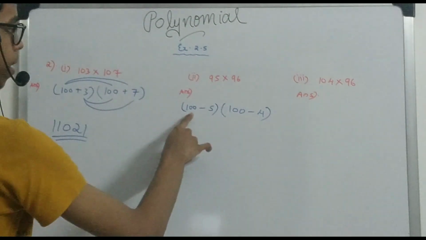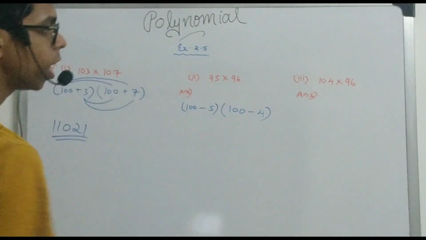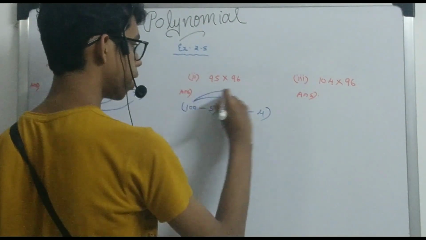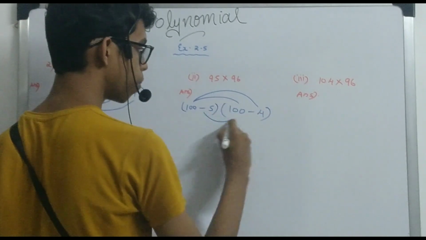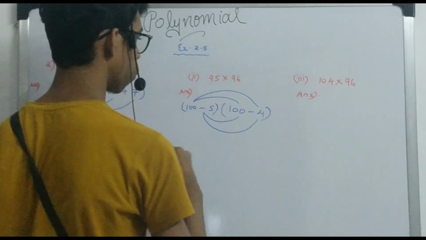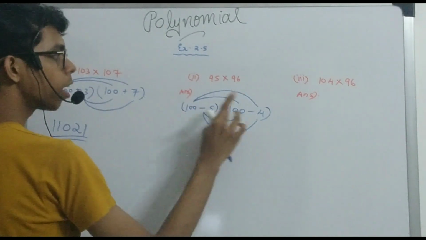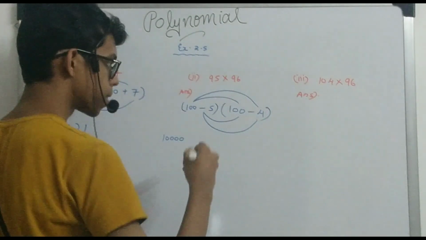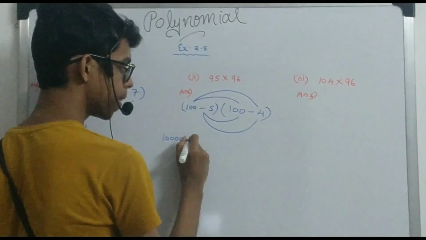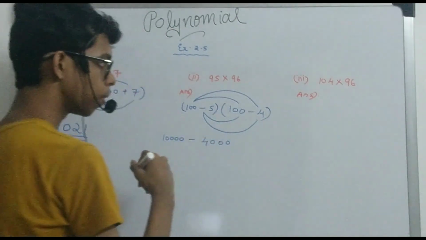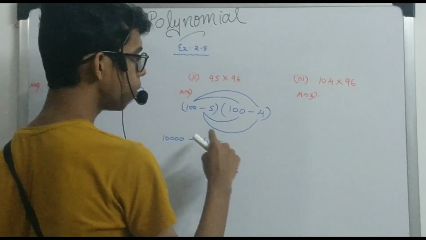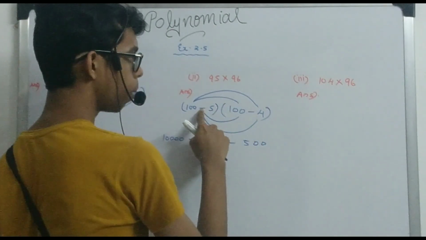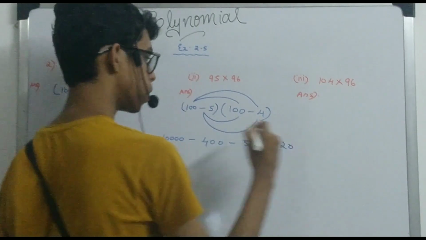Now here we can see our identity again, our dancing queen identity. Here also, first keep this 100 constant, multiply with this 100, then multiply with minus 4, then keep this 5, multiply with this 100, then with this 4. 100 into 100 we know we put 4 zeros, so we will get 10,000. Then multiply this 100 with this minus 4, so you will get minus 400. Then we multiply this, so we will get minus 500. Then minus 5 into minus 4, it is plus 20.